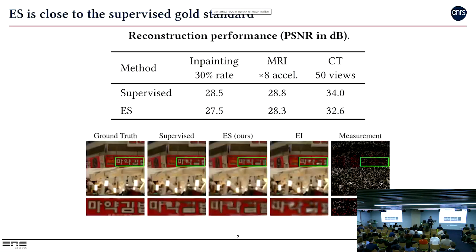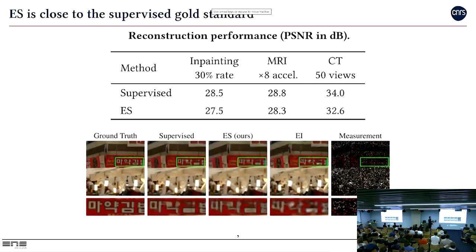even though we have seen no ground truth whatsoever. So to give you a visual example of how this works, these are the measurements in inpainting. The neural network only sees this and never sees anything else, and can manage to reconstruct, the one in the middle, very good details that are very close to supervised learning. All right.